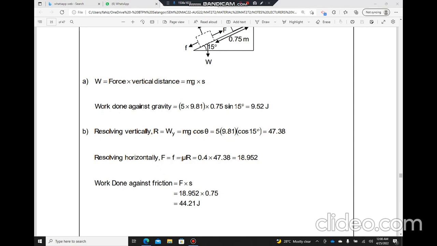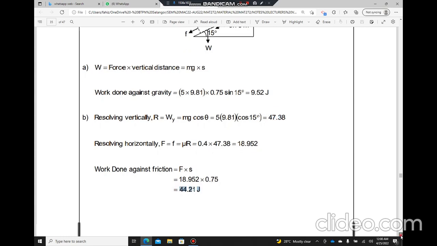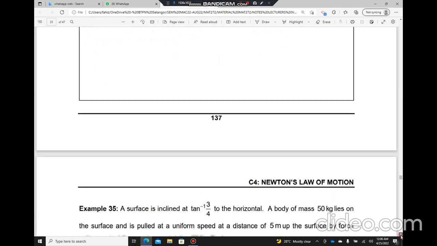Okay, so F equals to mu R. Mu dia dah bagi 0.4 and then R kita dapat daripada 47.38. So 18.952. So work done against friction is Fs. So we get 44.21 joule. Okay, so this one for work.